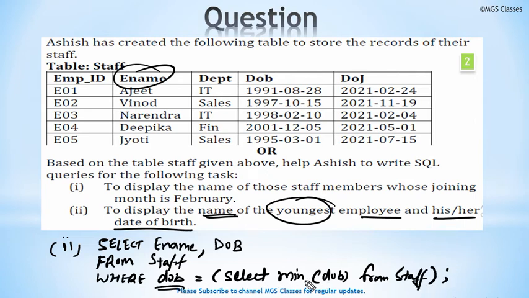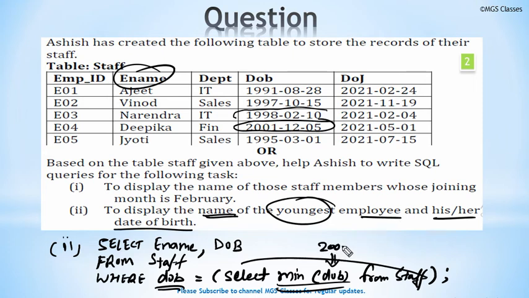So date of birth should be equal to the minimum date of birth. The minimum of date of birth will give the youngest child's date of birth. Youngest child's date of birth is this one. So this query will return the output 2001-12-05, and if we apply date of birth equals to this value, then it will print the name as Deepika, and her date of birth 2001-12-05. So this way you can answer this query. It's very simple. That was also a 2 mark question, 1 mark for this and 1 mark for this. Very easily you can answer this question.